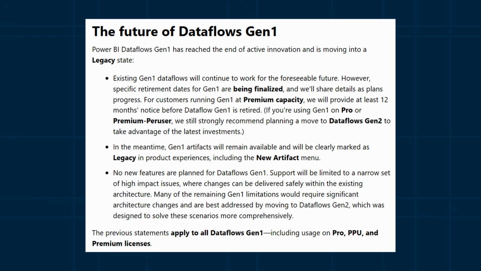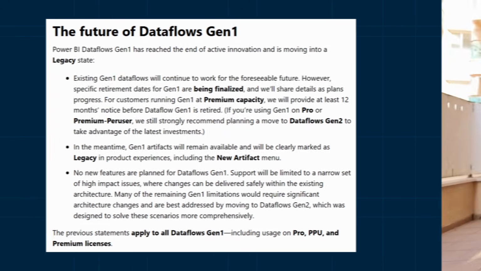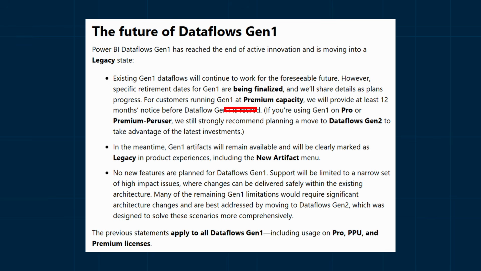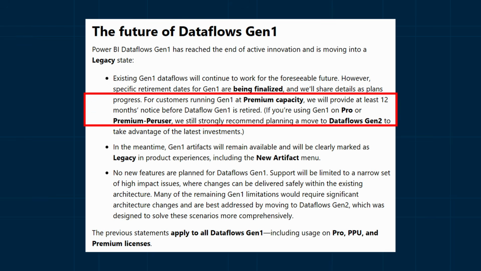This means that the Dataflows Gen1 will be scrapped altogether, and the only way to use dataflows moving forward will be the Gen2. While they mentioned that there will be a 12-month notice before retirement, this only applies for Premium capacity users. So if you're in a Pro or Premium per user license like I am, you're strongly encouraged to move on to the Gen2, and this 12-month notice doesn't apply to you altogether.